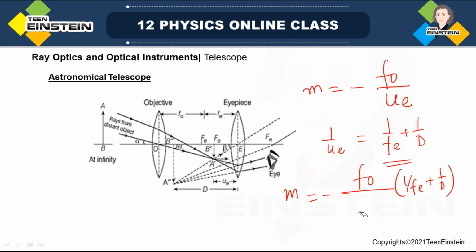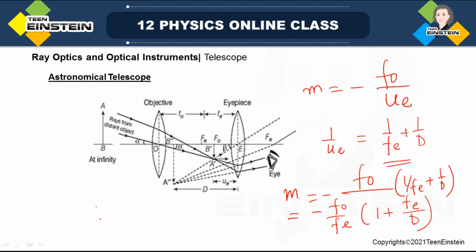So you can see, if you take fe common, then f naught by fe from the down, then it will be 1 plus, fe common we are taking, so fe will go on top, by d. This is the magnification of the astronomical telescope, and this is the expression which you should remember for the astronomical telescope when the image is produced at the distance of distinct vision.